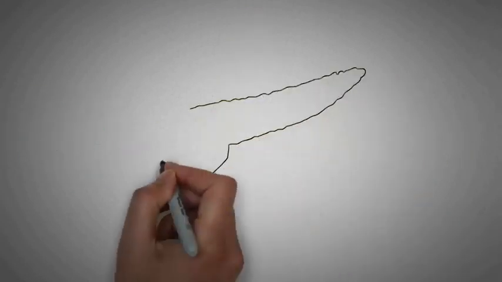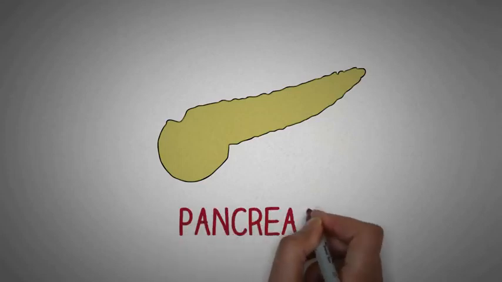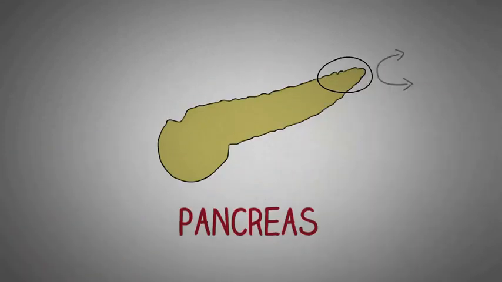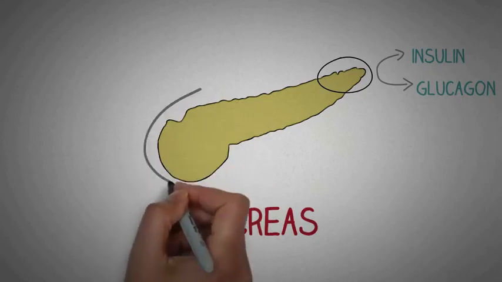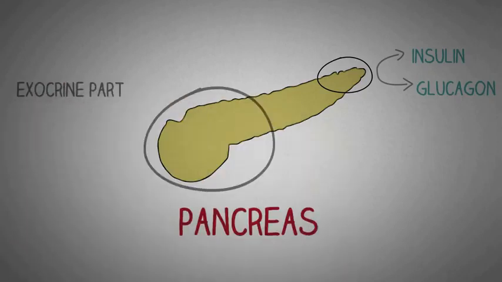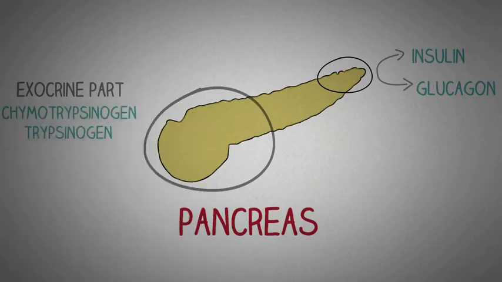The pancreas, which lies behind the stomach, has both an exocrine as well as an endocrine part. The endocrine portion produces insulin and glucagon. Click on the card above to learn more about the endocrine system. The exocrine part, however, secretes important digestive enzymes like chymotrypsinogen and trypsinogen, also amylase and lipase.